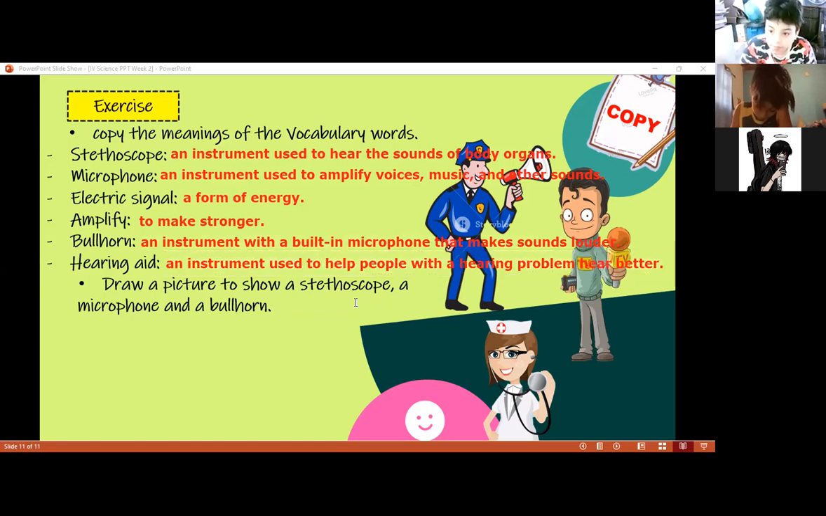They are the words from the vocabulary, but then you need to draw a stethoscope, a microphone, and a bullhorn. Remember, this is the stethoscope, a bullhorn, and a microphone. Here it is, also the picture. So you can draw from it.